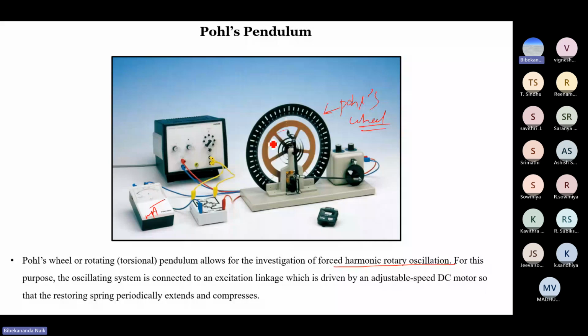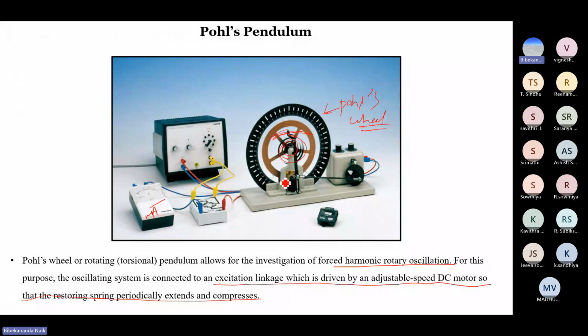If you rotate in this way, then this is a spring mass system. This spring will contract and this spring will expand, and due to the energy stored in the spring, it will again undergo oscillation in the opposite direction. So this is the Pohl's pendulum setup. For this purpose, the oscillating system is connected to an excitation linkage driven by an adjustable speed DC motor, so that the restoring spring periodically extends and compresses.